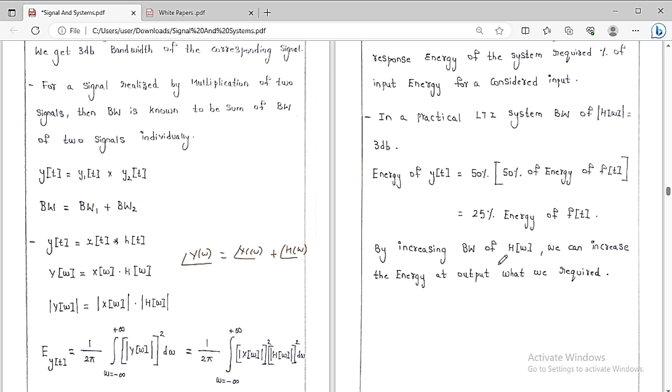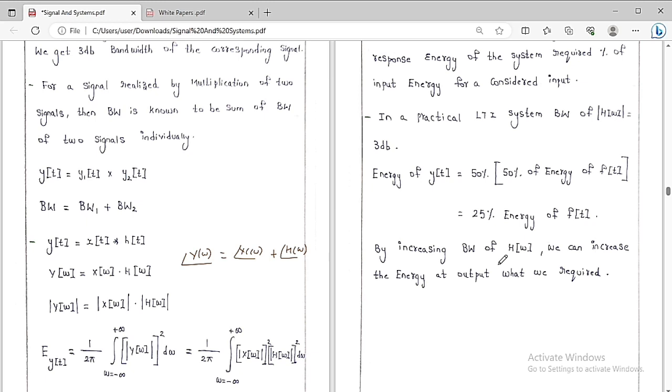And I have already told you, suppose for a given signal, we apply it to the entire system and in the output I have got some energy. But I want only a fraction of that energy. That means you have to choose only a fraction of the frequencies. So by decreasing the bandwidth, we can get the energy we require.